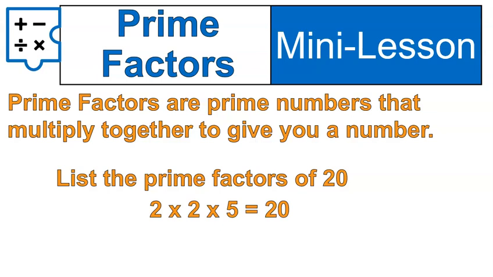And just a quick review on what a prime number is. A prime number has only the factors of 1 and itself. So for example, 2 has the factors of 2 and 1. That's it. 1 times 2 is 2. That's the only factor pair for the number 2. Same with the number 5. 1 times 5 is 5. 1 and 5 are the only factors of 5.